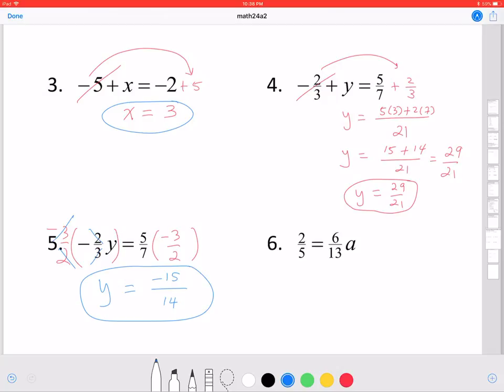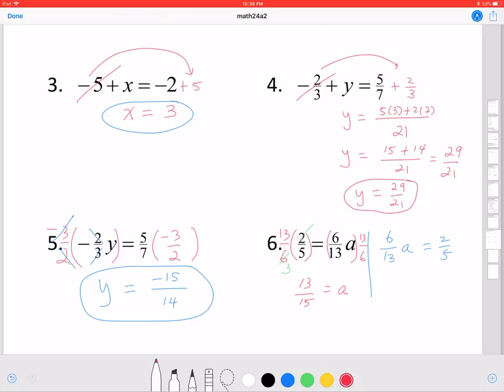All right. Okay, and number 6 looks a little peculiar in that the variable is on the right-hand side. If you don't like that, then just rewrite the problem as 6 over 13 a is equal to 2/5. And you're welcome to work from there on. But I'm going to do this similar to number 5, where I'm going to multiply by the reciprocal, 13 over 6. And I noticed that the 2 and the 6 can be reduced. So a is equal to 13 over 15.